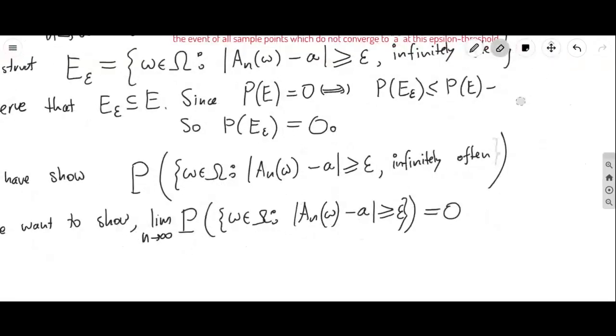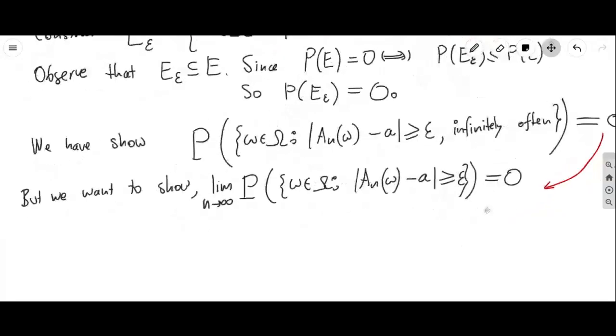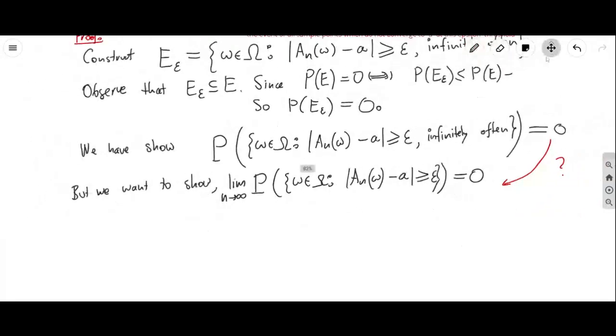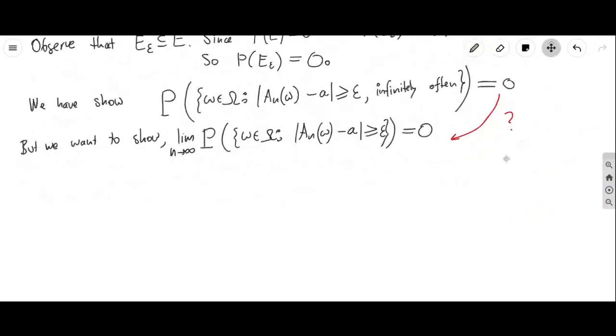And somehow, okay, so we've shown that the probability of this is 0. And somehow the question is, how do we go from one to the other? How do we go from what we have shown to what we want to show? How do we do this? So there's going to be a clever trick here in how we rewrite it.